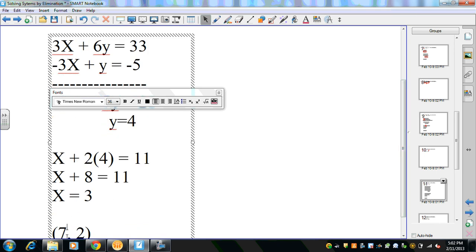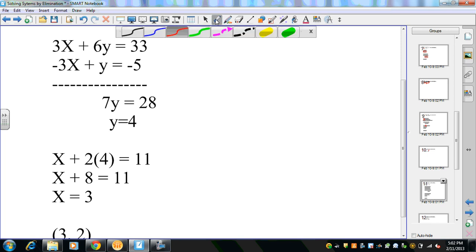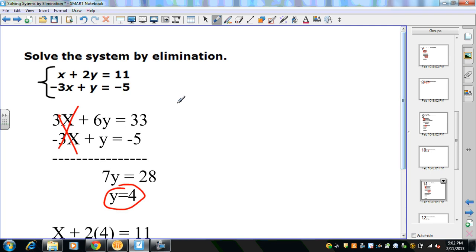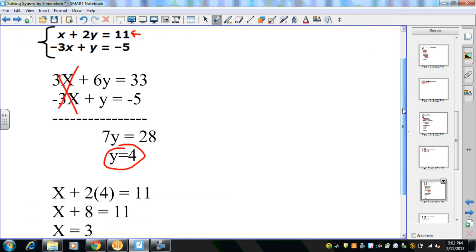My answer, and I'll close all this to show you. So when we do this, this all cancels out. So 6y plus y is 7y equals 28. Therefore, y is 4. So I'm going to come back and plug it in. I'm going to use this one right here to solve for my x value. Again, I could have used either one of them. It doesn't matter. I just picked the top one.